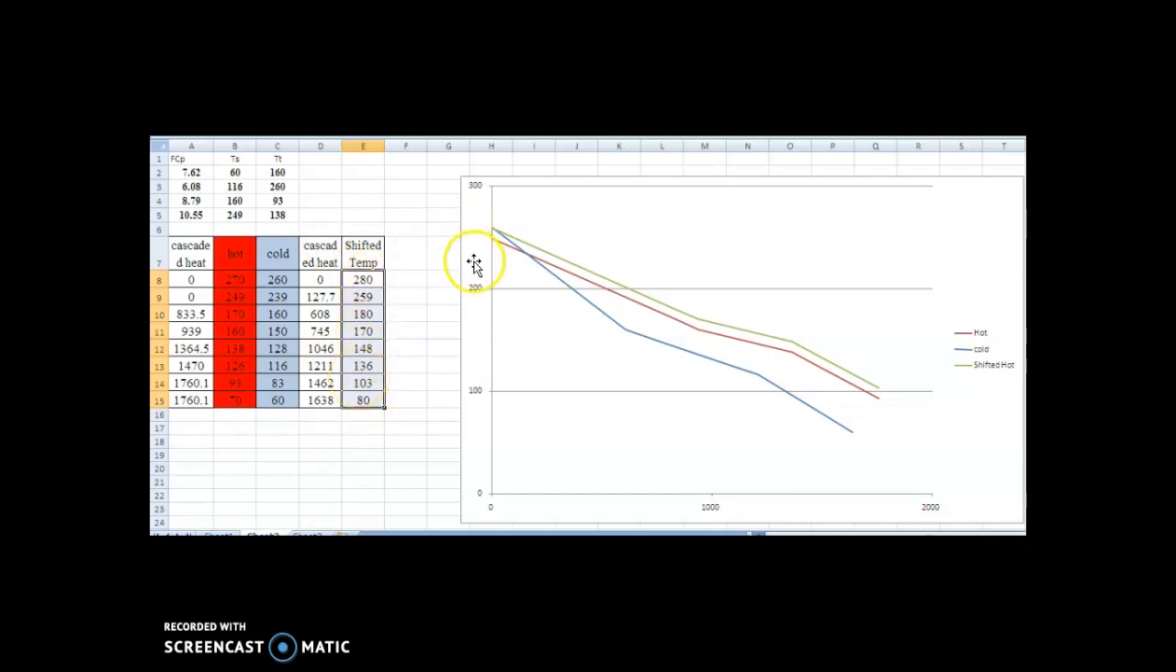Now this horizontal distance between the shifted curve and this curve will give you the cold utility. And if you are drawing manually, then you will get the horizontal distance between both the curves, so it is your hot utility.